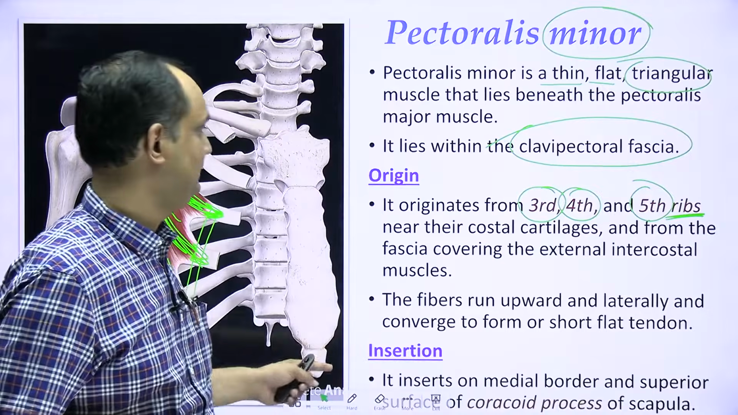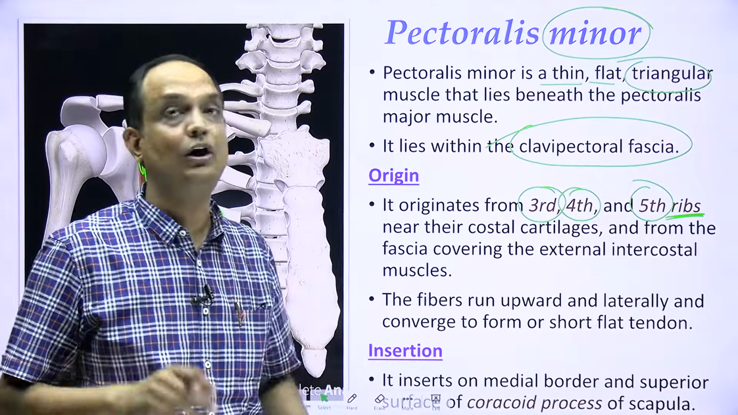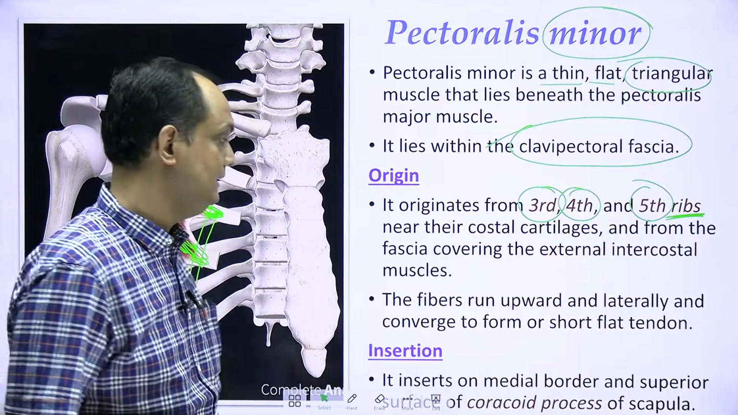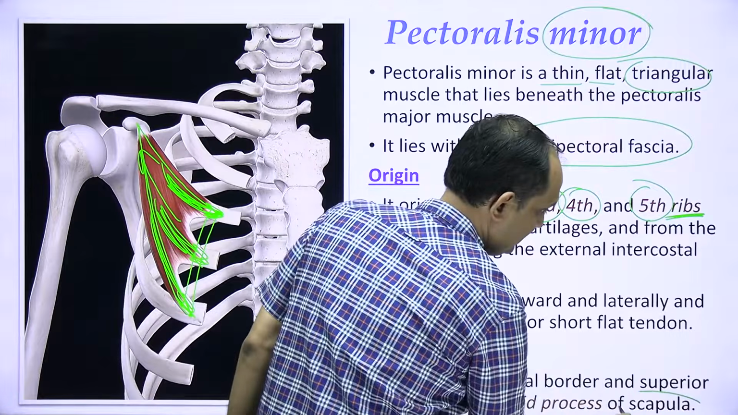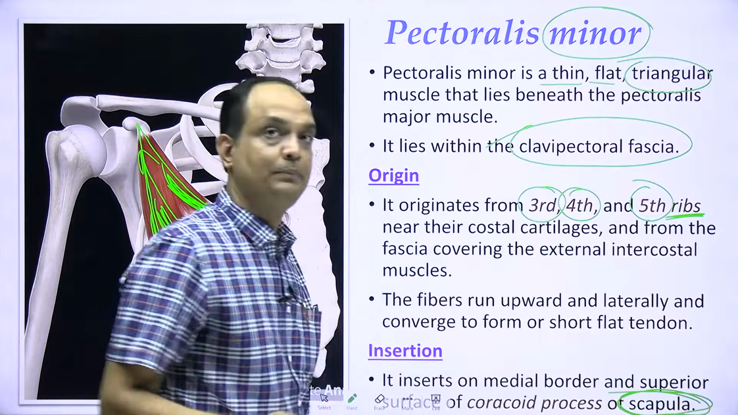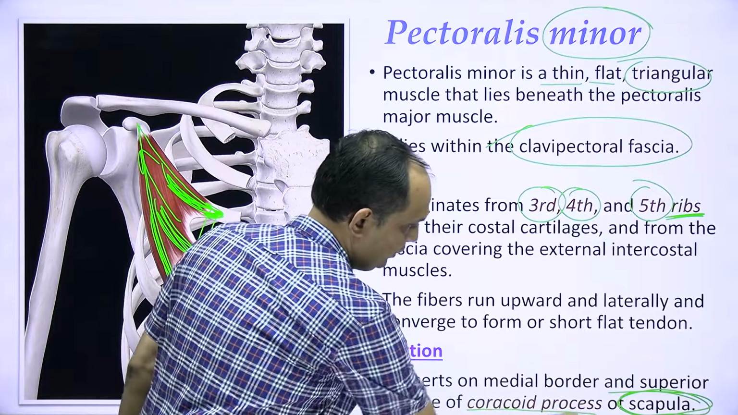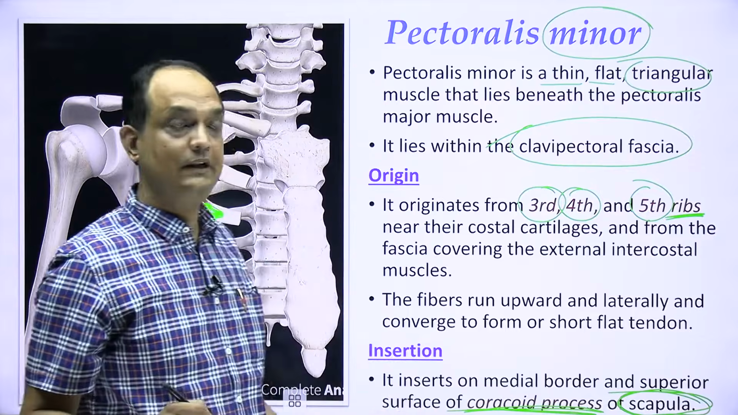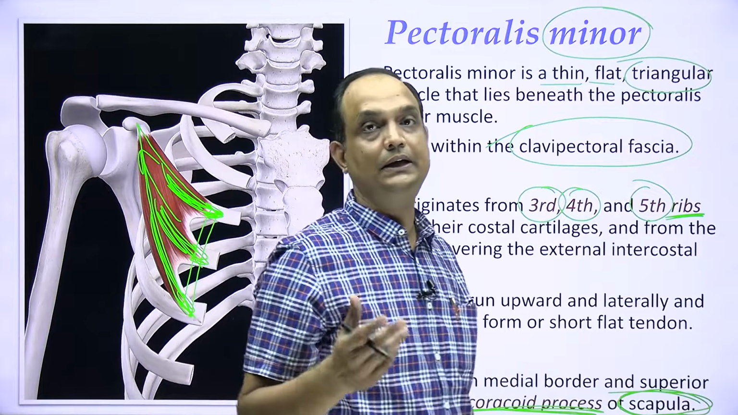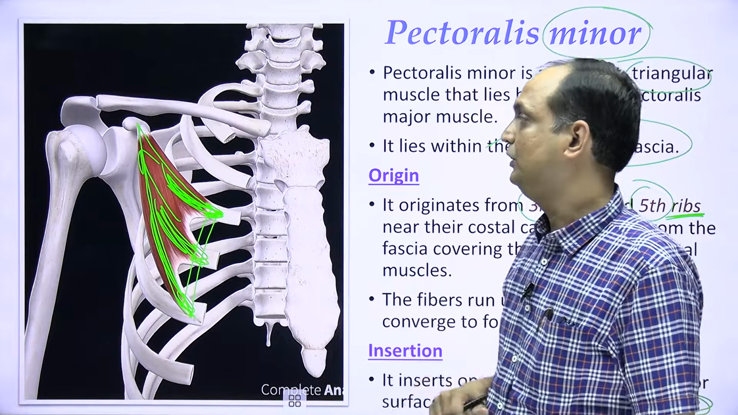And when you will see the insertion of the muscle, it will insert on the scapula. Now, on the scapula there is a projection known as the coracoid process. What is that? Coracoid process. So, this will insert on the superior and medial border of the coracoid process.